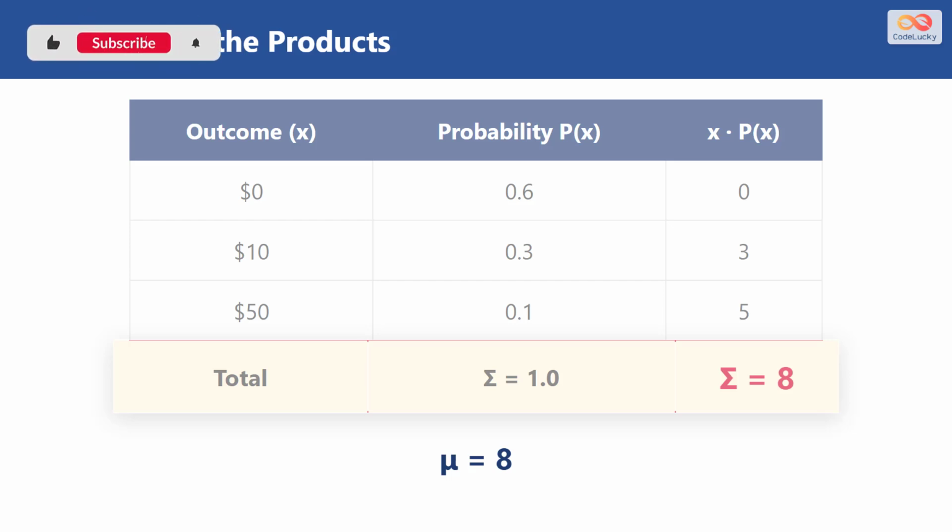Now we simply add up the numbers in that final column. 0 plus 3 plus 5, the total is 8. Therefore, our expected value mu is 8.